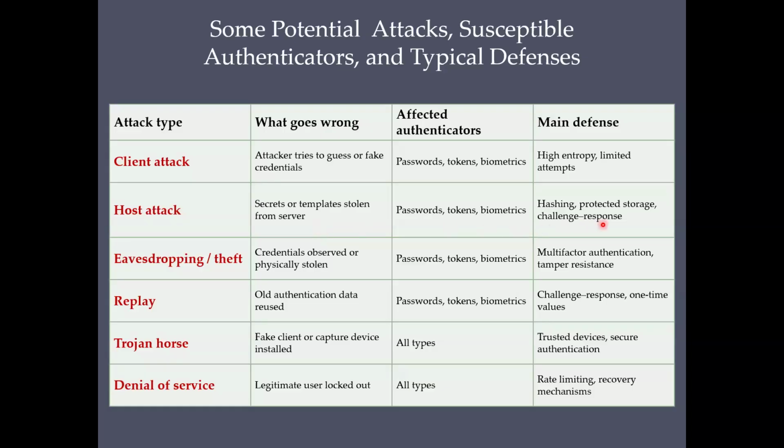The way we can defend against those is hashing, protected storage, or a challenge response, as we see. For eavesdropping or theft, we can have multi-factor authentication or tamper resistance. And for replay attacks, we can use challenge responses or one-time values. And then we have Trojan and denial of service. They can affect all types of authenticators. What we can do is also rate limit, similar to client attacks, for denial of service. And we can have trusted devices or secure authentication for a Trojan horse.